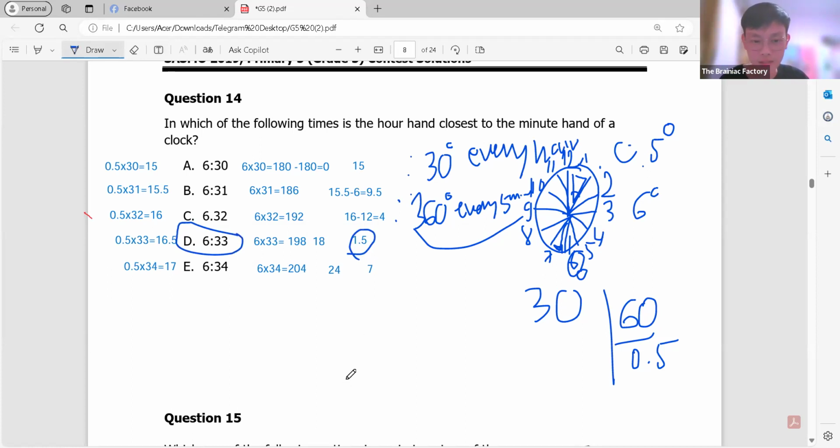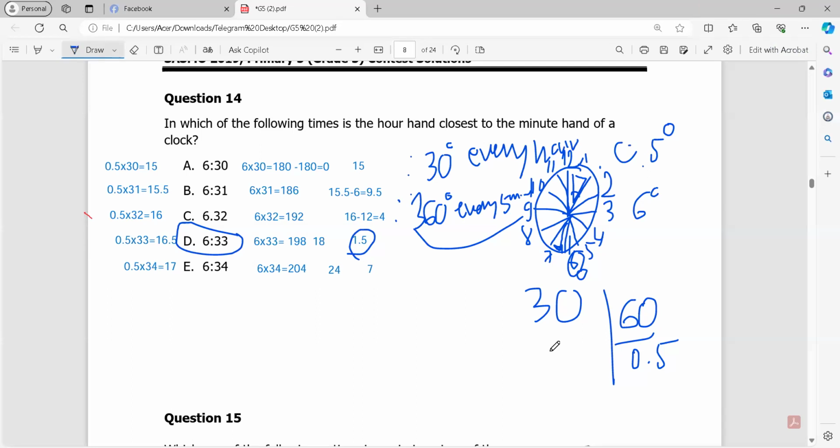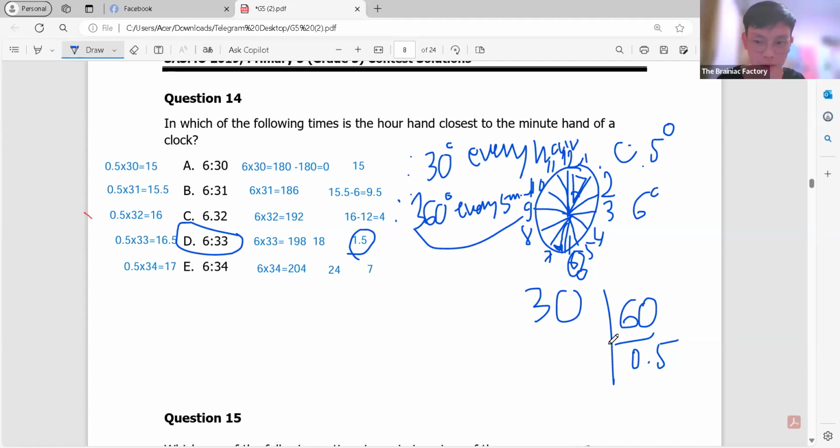Do you guys have any question? I admit that it's a bit hard to understand. So yes. Teacher, I don't really understand where do you get 60 to like divide with 30? 16 to divide by 30.